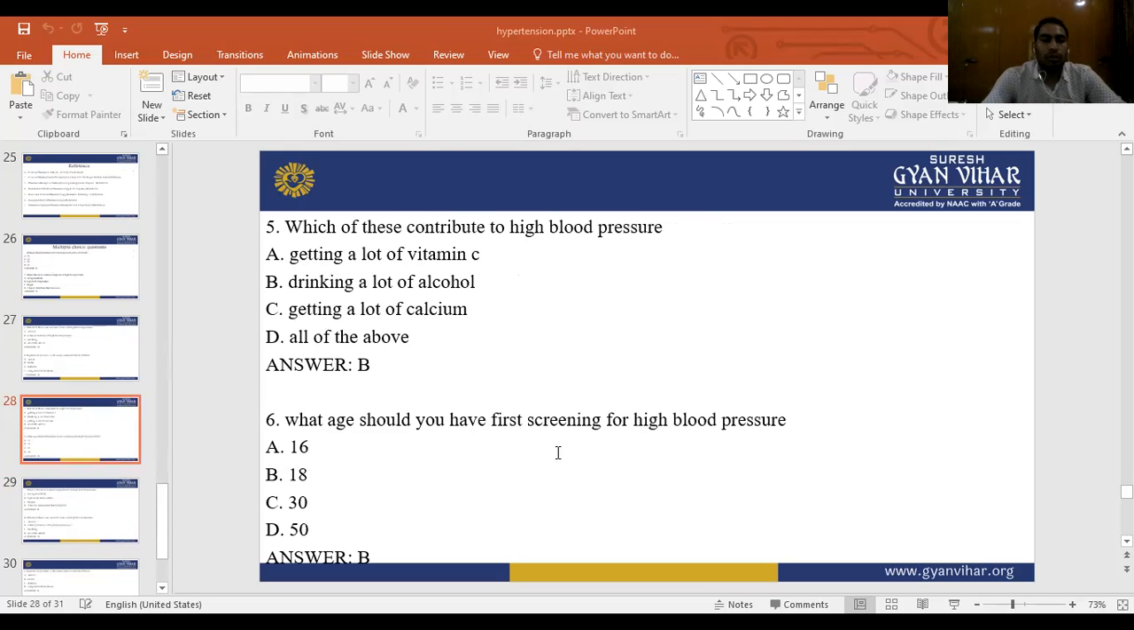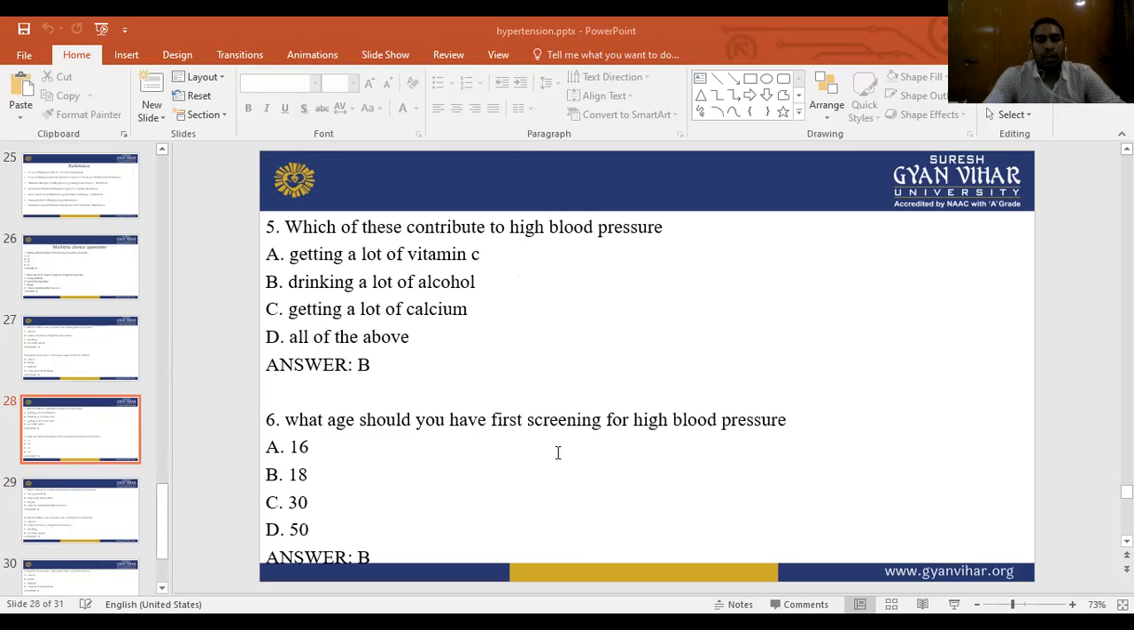Which of these contribute to high blood pressure? Option A is getting a lot of vitamin C. Option B is drinking a lot of alcohol. Option C is getting a lot of calcium. Option D is all of the above. The right answer is drinking a lot of alcohol.